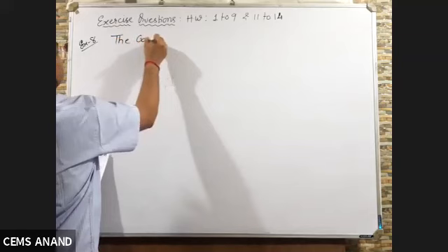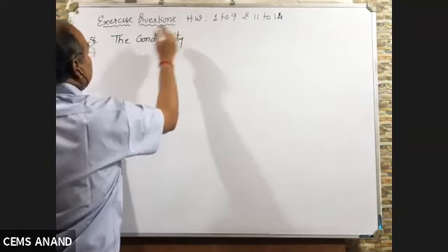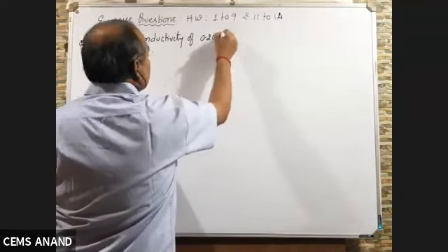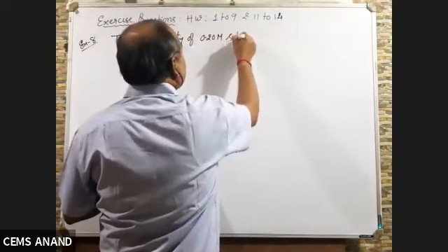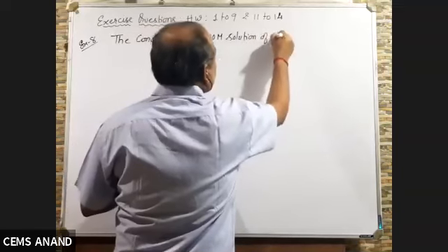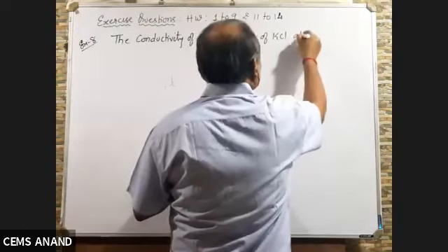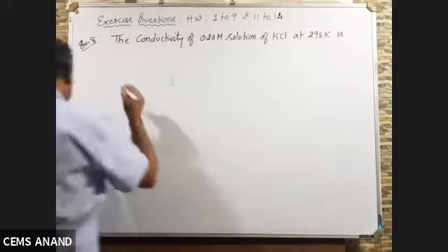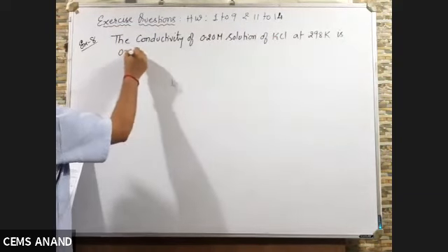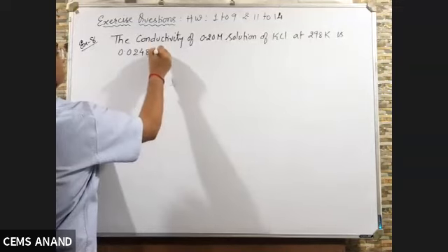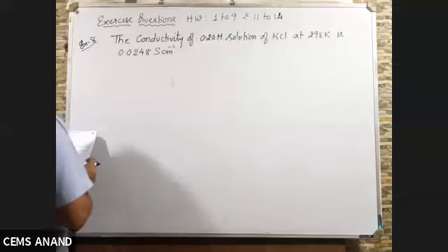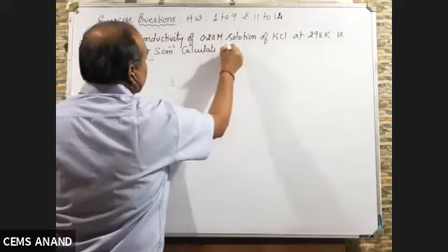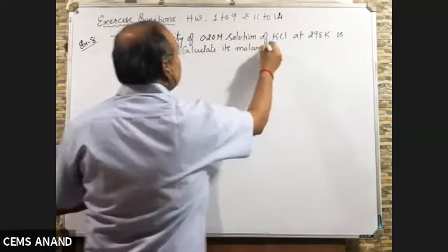The conductivity of 0.20 molar solution of KCl at 298 Kelvin temperature is 0.0248 Siemens per centimeter. Calculate its molar conductivity.